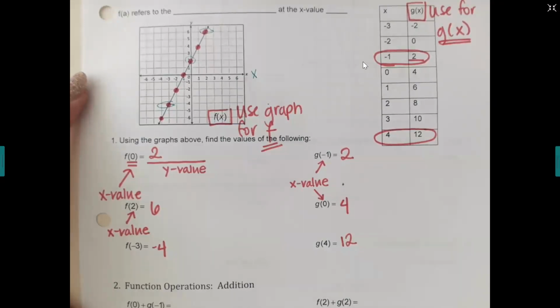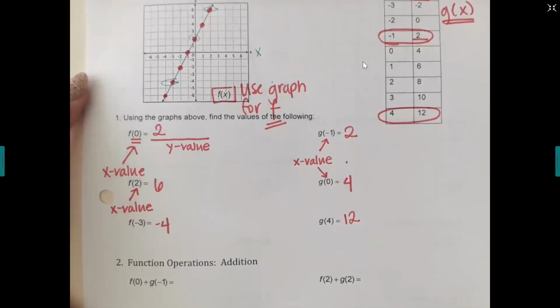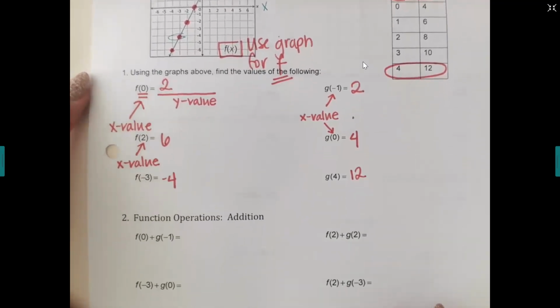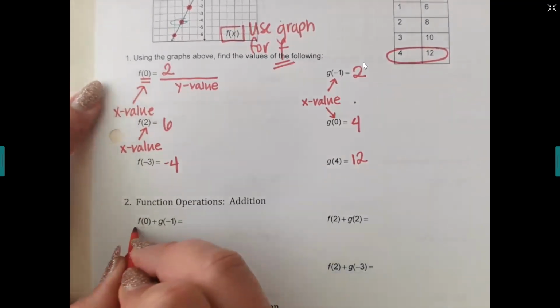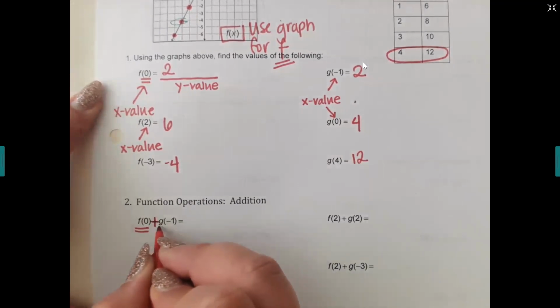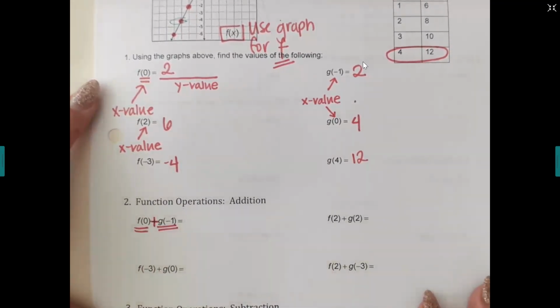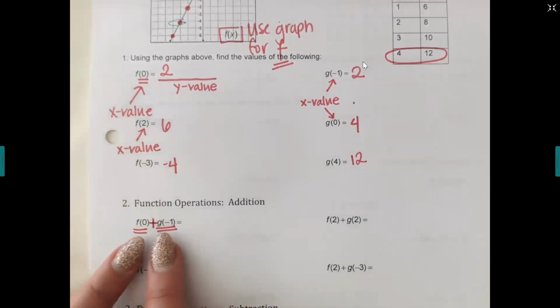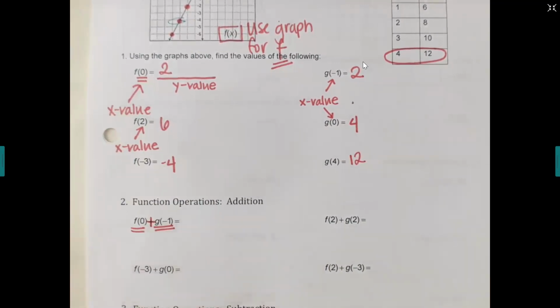Okay, now let's get into operations. If you see this on your practice, where it's this plus this, then all that you have to do is find both of these numbers, and then you're just gonna add them, okay? So let me show you what I mean by that.